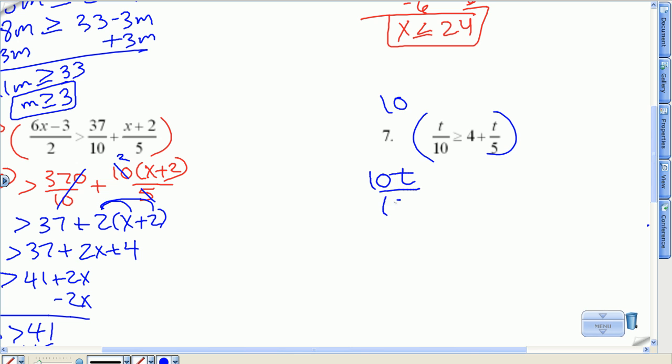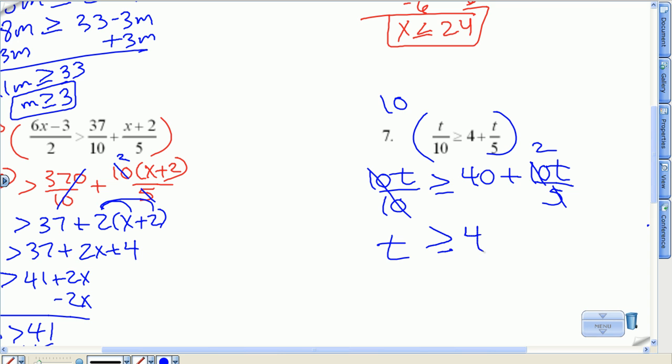10t over 10 is greater than or equal to 40 plus 10t over 5. Well, here there's not a lot to do anyway, so skipping it is pretty easy. Here the 10s cancel out, leaving you a t. 40 is going to come down. 5 goes into 10 2 times.